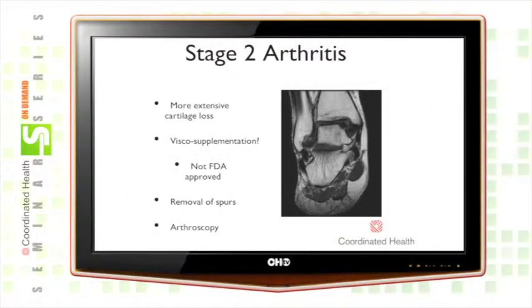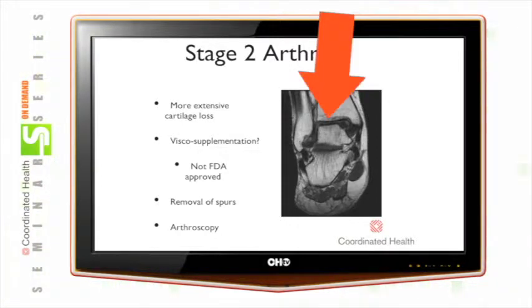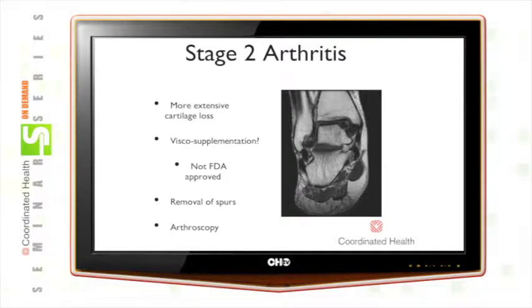And when you see here on the picture, this patient's joint space is a little bit more narrow, but they've also lost a significant amount of cartilage here. And while on the MRI picture it doesn't look like a lot, in person, that's about 30% of the joint that's missing. And it's completely bone on that portion. Yet the rest of the cartilage is still okay.